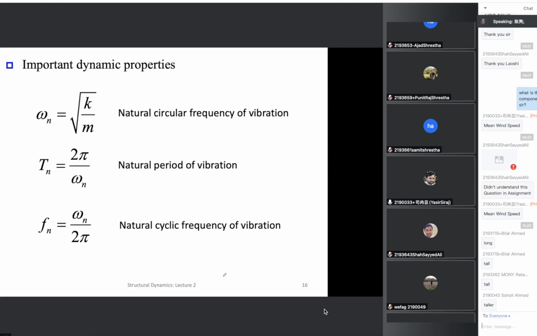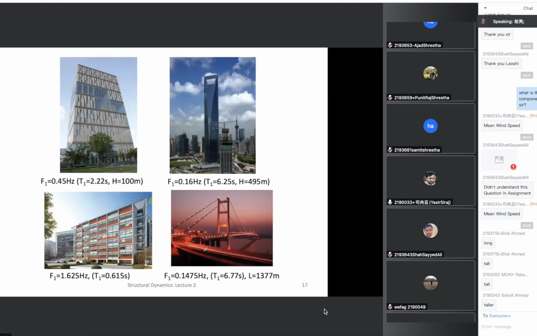So this is a very important property. It's like the height or body weight of a human. If we are trying to understand the dynamic behavior of a structure, the first thing we need to know is its natural frequency or natural period. Then we know the basic behavior of the structure. So this is a very important dynamic property.